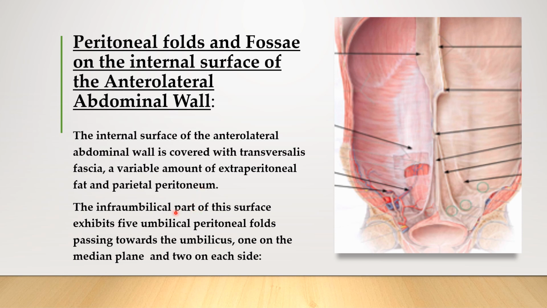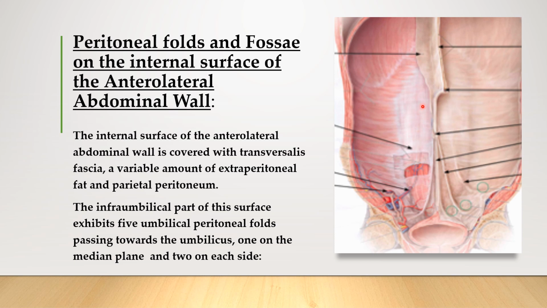Below the umbilicus, the part exhibits 5 umbilical peritoneal folds passing towards the umbilicus, 1 on the median plane and 2 on each side. You see, this is the posterior surface of the anterior abdominal wall, and this is covered with the fascia transversalis, extraperitoneal fat and parietal peritoneum.